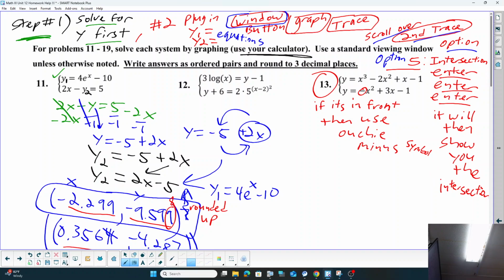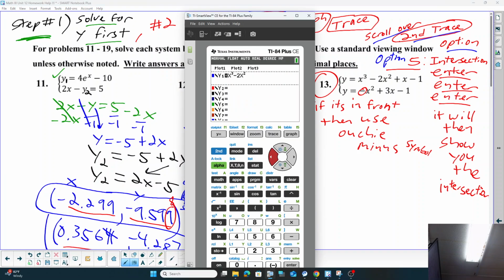Okay, so then your minus symbol, there we go. Cool. So down here would be the negative, and then x squared, right arrow, plus 3x, and then subtract 1, not minus 1, subtract 1. Then go back up here, we're going to finish. So x cubed minus 2x squared, plus x minus 1, there it is. Cool. So again, that's subtraction at the end, or if it's in front, then you'd use the negative symbol. Okay, let's graph it.